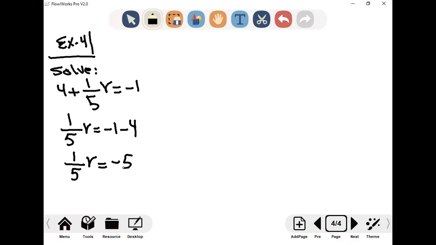Now 1 over 5r is the coefficient. You have two choices. Look at the board. Here we can say we can divide both sides by the same value, the coefficient, and make division of fractions, right? So 1 over 5 gone with 1 over 5. And how do we find this? Negative, on the side, we do it on the side. -5 divided by 1 over 5.